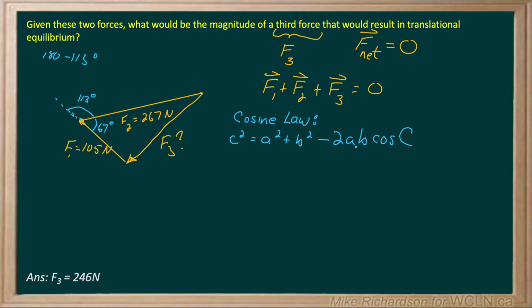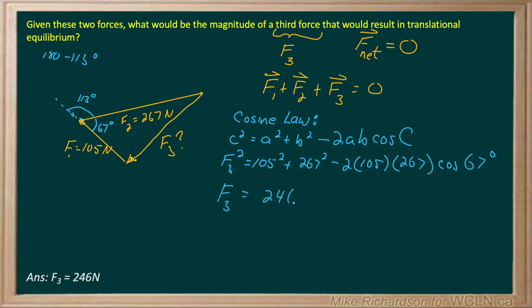Now, once again, all you have to remember is that A and B are on either side of the known angle. Doesn't matter which one's A and which one's B. There's no longest side in the cosine law, so we're good to go. So let's just say A is 105. Let's make B 267. And then the angle in between A and B, we've determined to be 67 degrees. Now we're calling C F3. So in other words, F3 squared is all of this stuff to the right. And when I solve this for F3 by taking a square root, when all is said and done, I get 246 newtons.